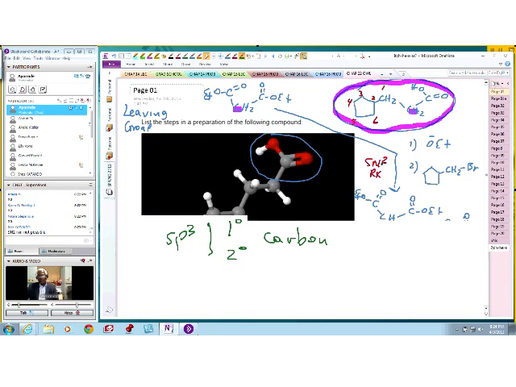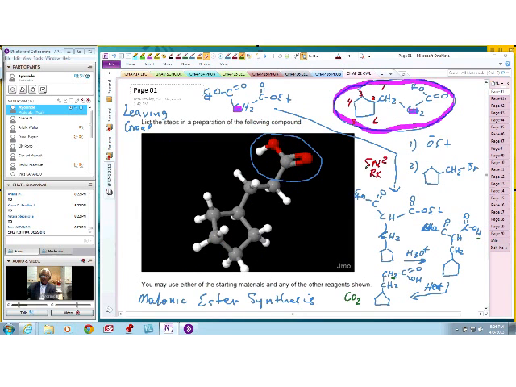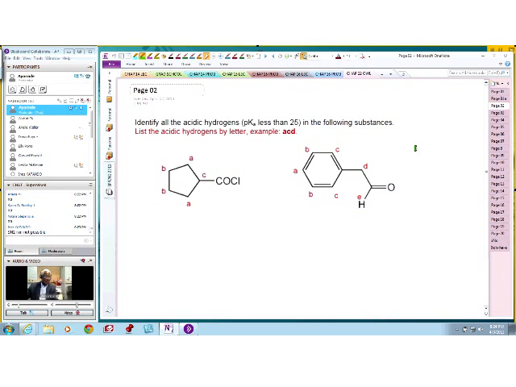So now, going back to this question here, the question they asked us was what would be the alkylating agent. In this case, this is the alkylating agent right here. Okay, let us go to question number 2. Natalia, go ahead and read this question for us. Identify all the acidic hydrogens, pKa less than 25, in the following substances. Thank you, very good.